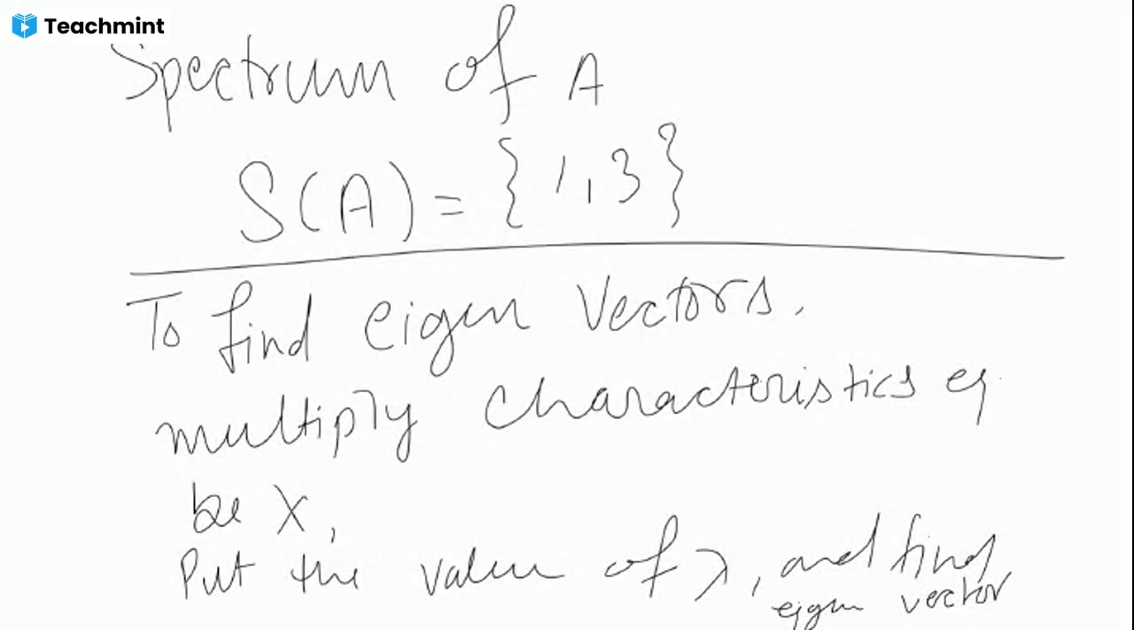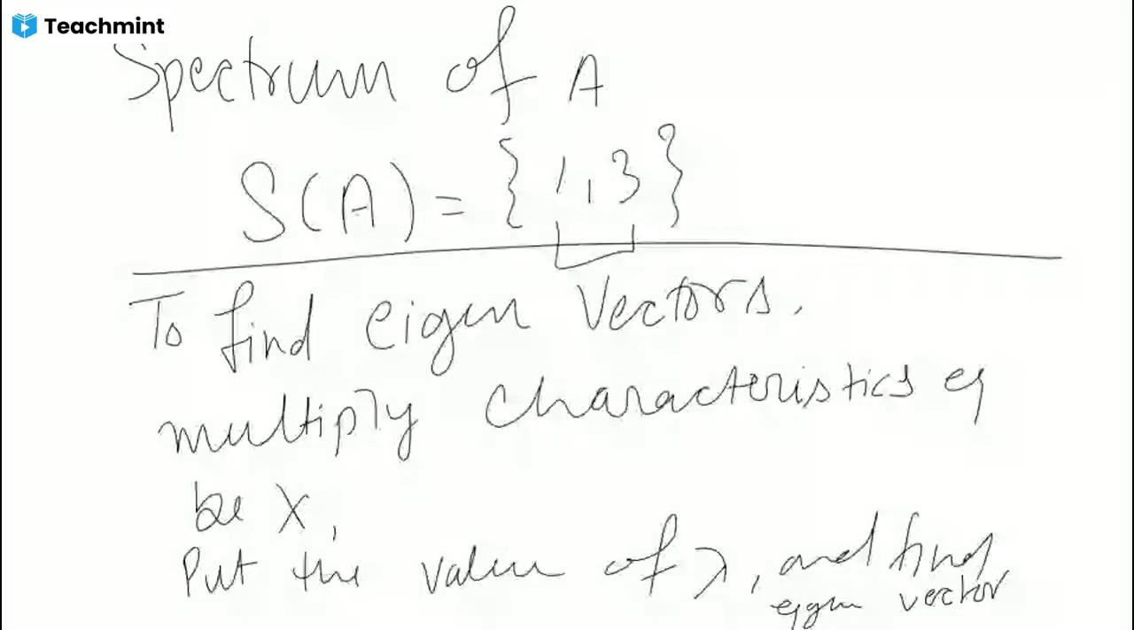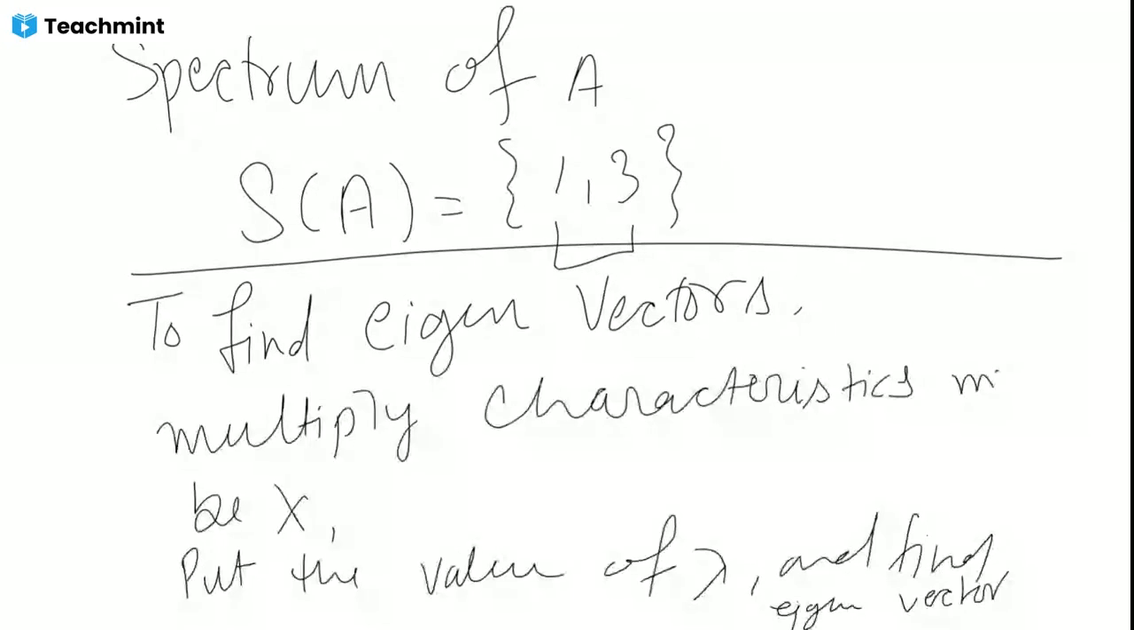I'm telling you one more thing. One thing is missing here: it is the characteristic matrix, not the characteristic equation, because we need to form the matrix form also by putting a value of lambda. So let us take any value of lambda.